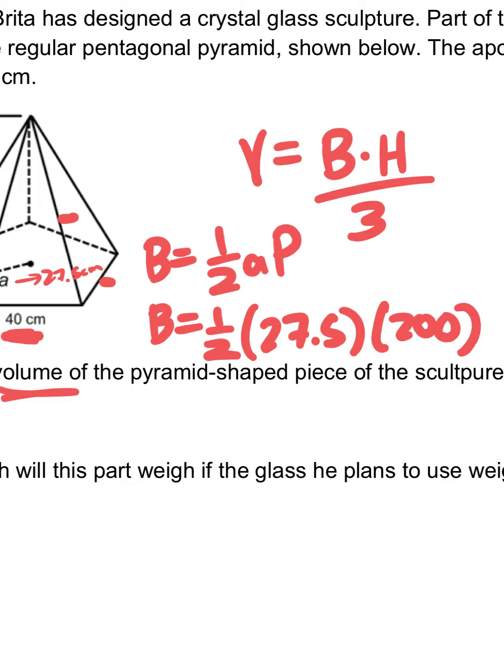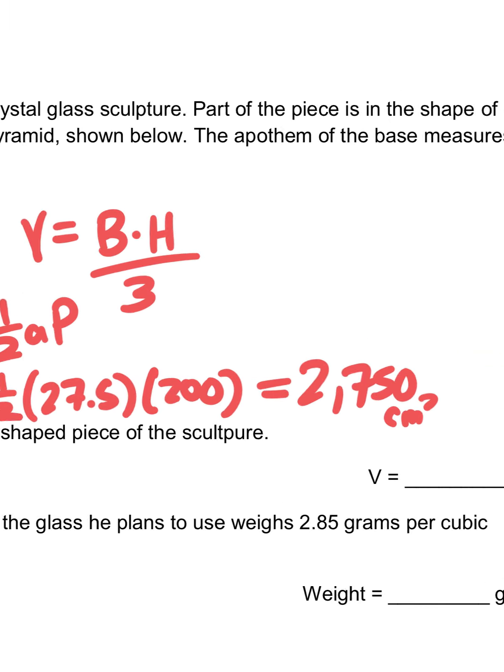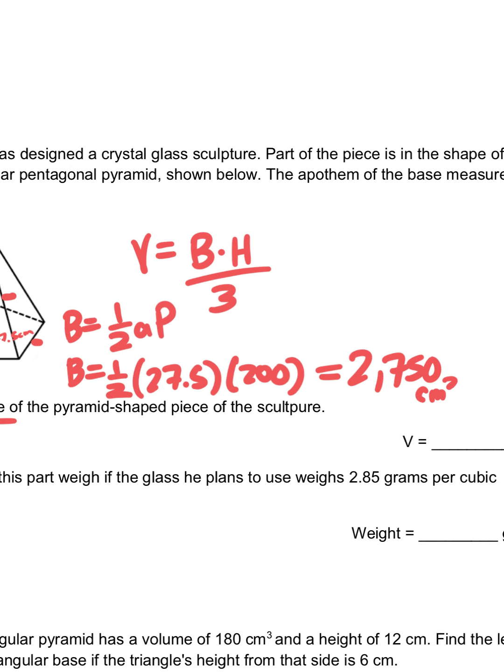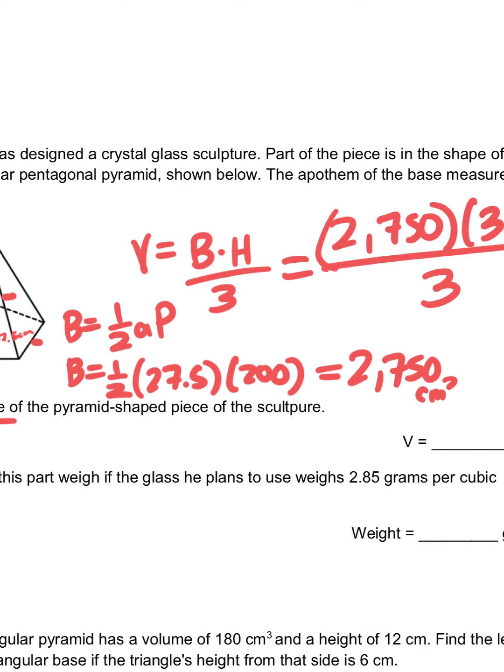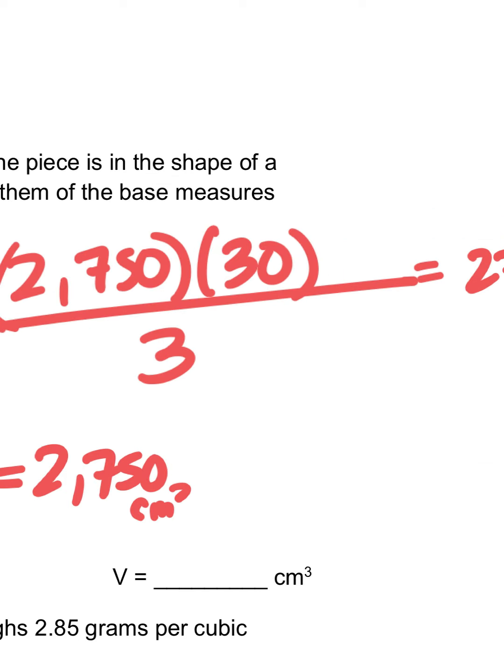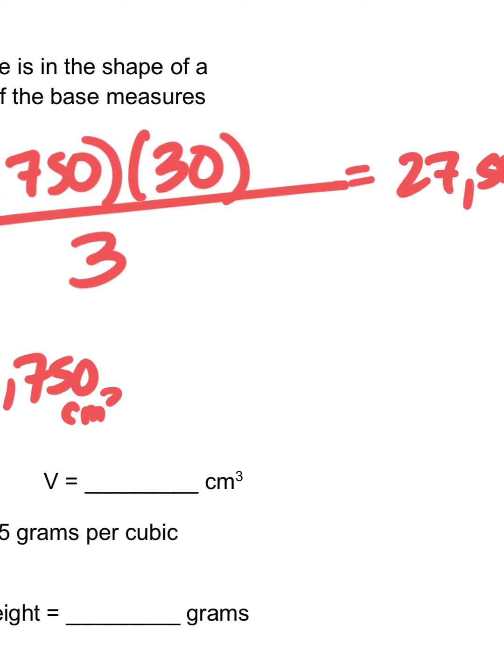So the area of this base is going to be 1/2 times 27.5 times 200, which is going to be 2,750, it looks like square inches, or square centimeters. Okay, so in my formula here, to find the volume, I know that the area of the base is 2,750. I know that my height is 30. It's given to me in the picture, and I'm going to divide that all by 3. So if I do that calculation, the volume is going to end up equaling 27,500 cubic centimeters.